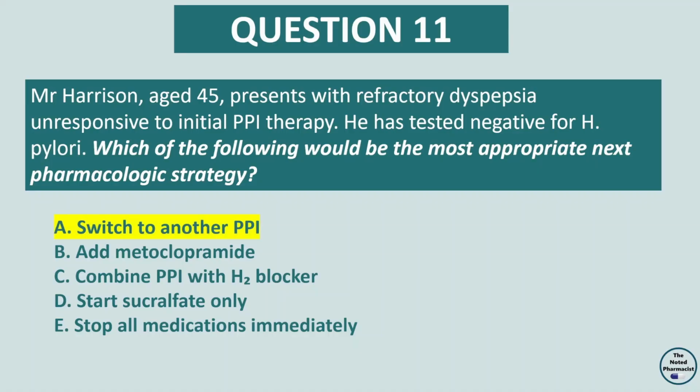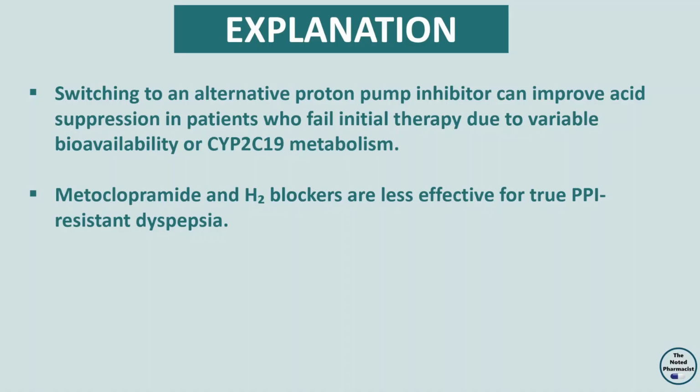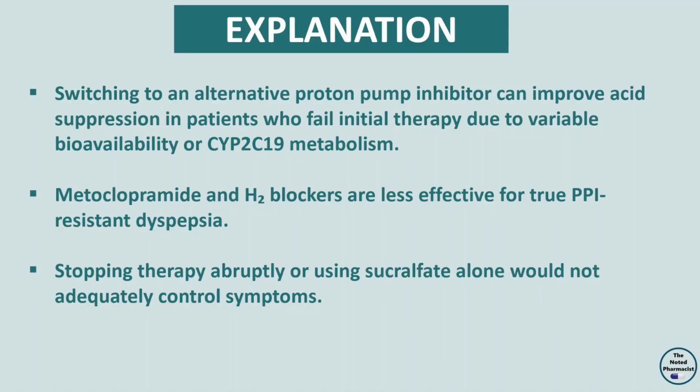The correct answer is option A, switch to another PPI. This is because switching to an alternative proton pump inhibitor can improve acid suppression in patients who fail initial therapy due to variable bioavailability or CYP2C19 metabolism. Metoclopramide and H2 blockers are less effective for true PPI-resistant dyspepsia. Stopping therapy abruptly or using sucralfate alone would not adequately control symptoms.